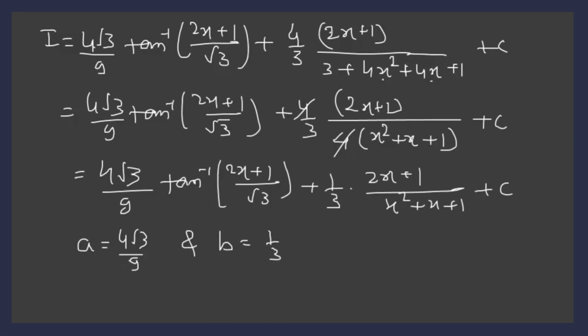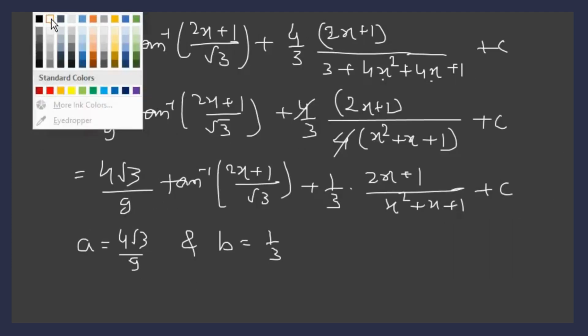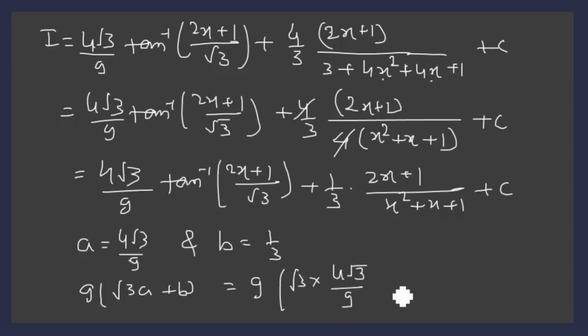What we need to find is 9 times root 3a plus b. Just putting the values of a and b: 9 times root 3, where a is 4 root 3 by 9 and b is 1 by 3. Root 3 and root 3 becomes 3, and the 9 is cancelled by this 3.